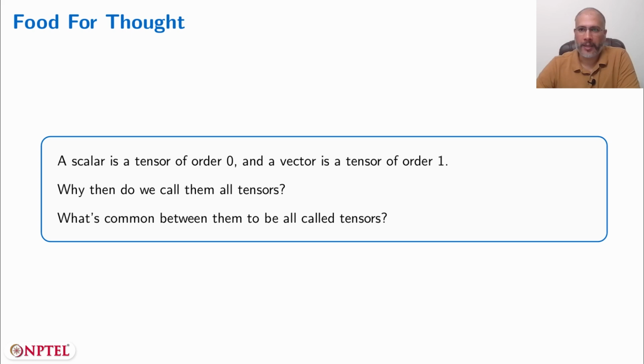And as food for thought, think about the fact that a scalar is a tensor of order 0 and a vector is a tensor of order 1. Then why do we call both of these objects tensors? What I'm asking here is what is common between these two quantities for them to both be called tensors? This is something you must think about and answer in this course.